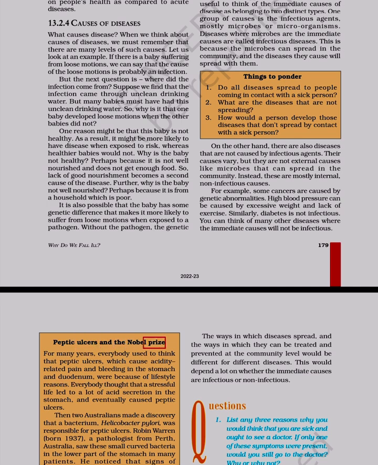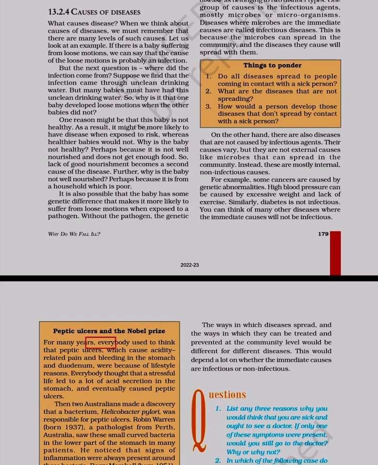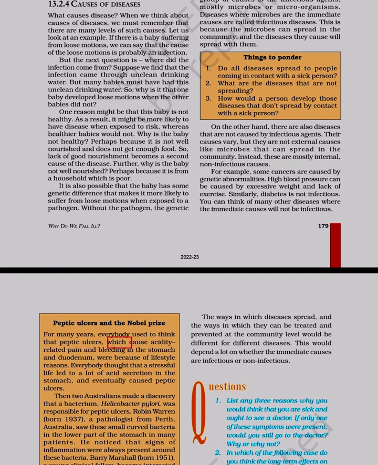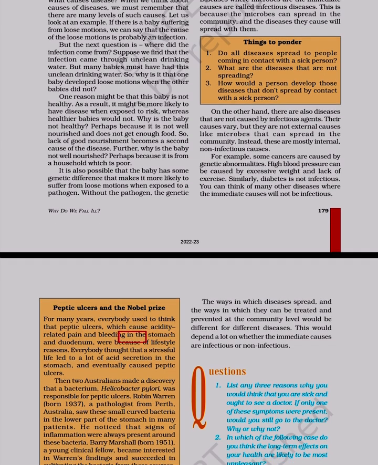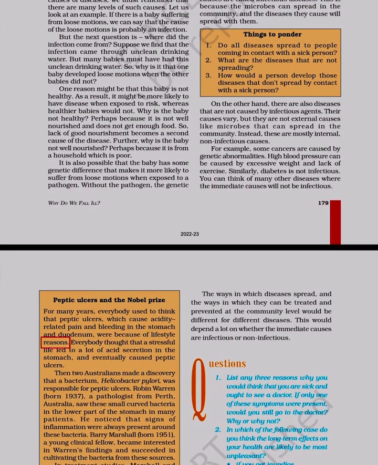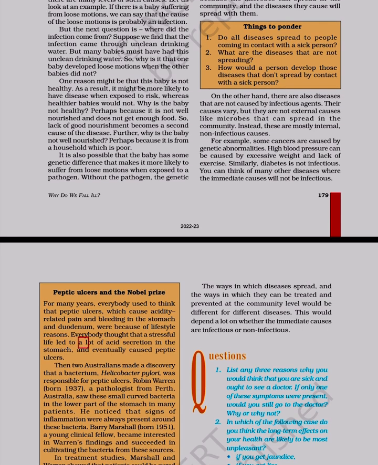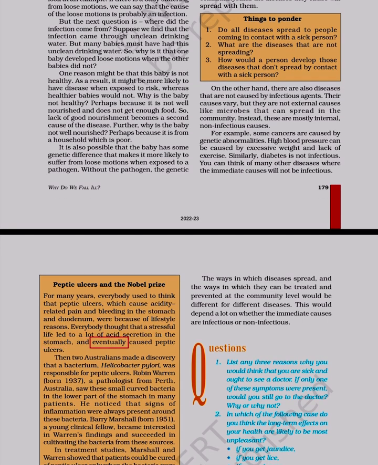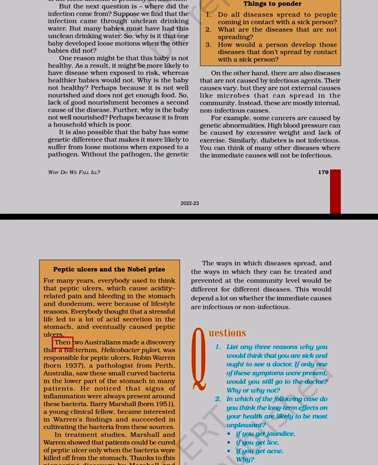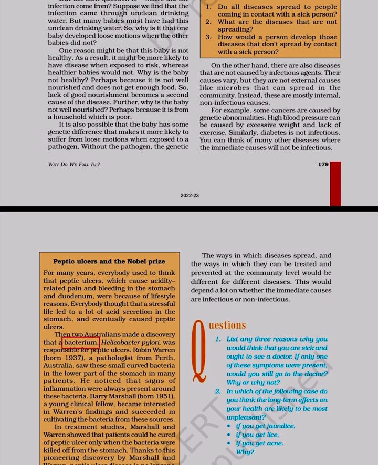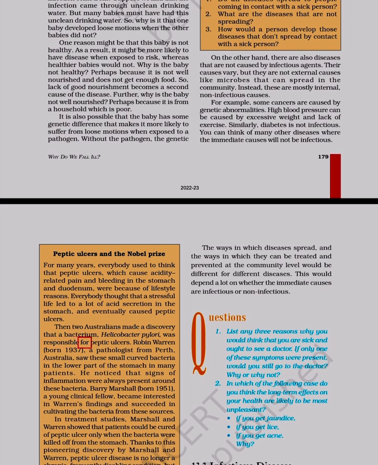Peptic ulcers and the Nobel Prize. For many years, everybody used to think that peptic ulcers, which cause acidity-related pain and bleeding in the stomach and duodenum, were because of lifestyle reasons. Everybody thought that a stressful life led to a lot of acid secretion in the stomach, and eventually caused peptic ulcers. Then two Australians made a discovery that a bacterium, Helicobacter pylori, was responsible for peptic ulcers.